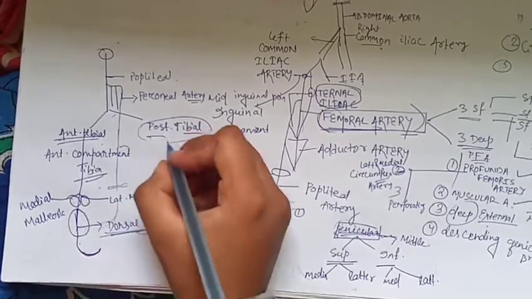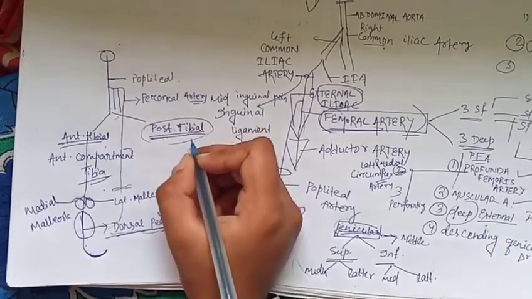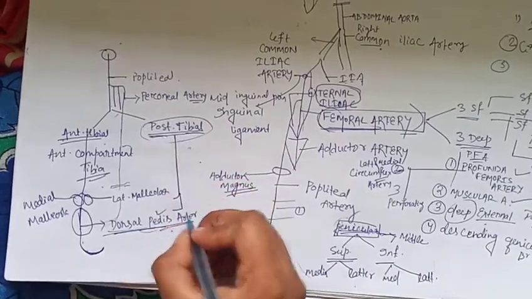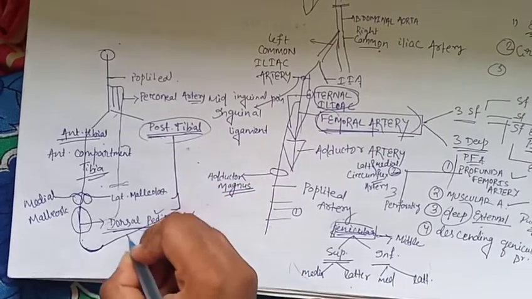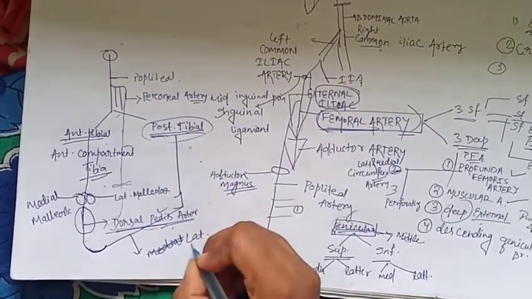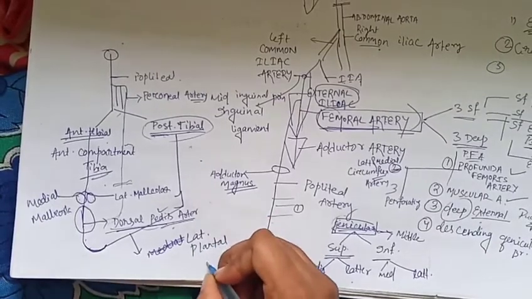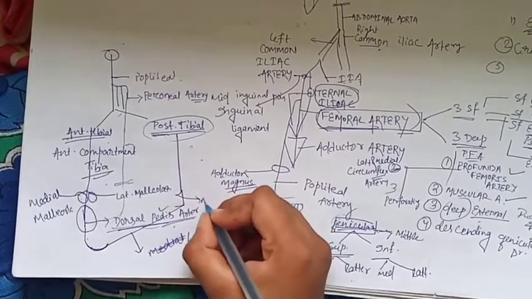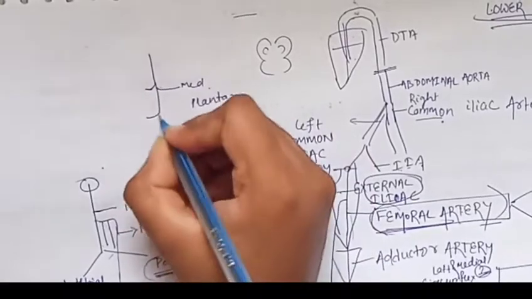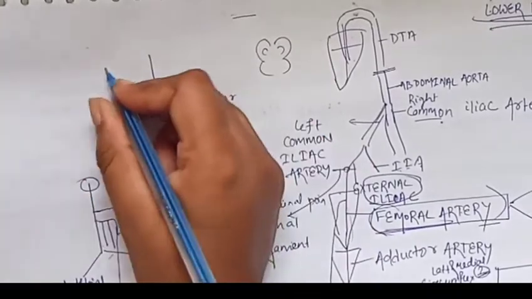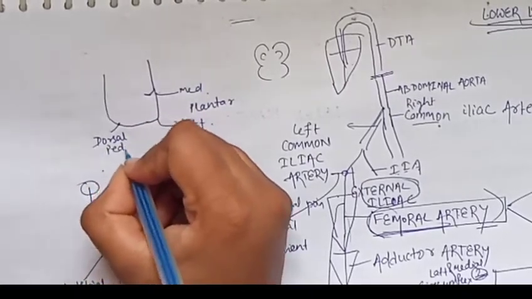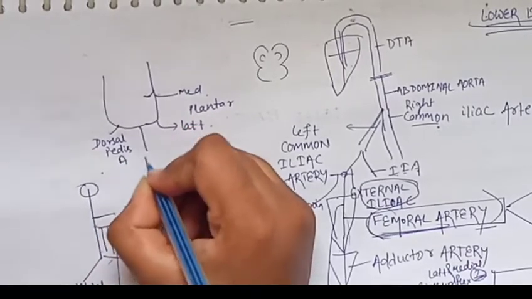Then the posterior tibial artery is the largest branch, which has two branches, one is the lateral plantar artery, another is the medial plantar artery. The lateral plantar anastomoses with the dorsalis pedis artery, which is the continuation of the anterior tibial artery, and forms the plantar arch.